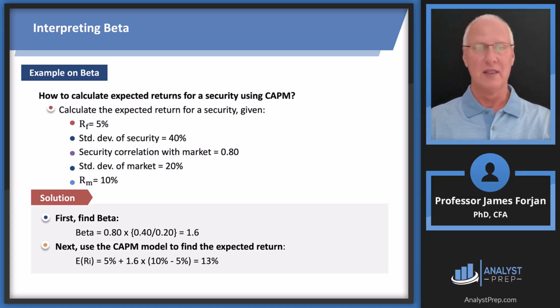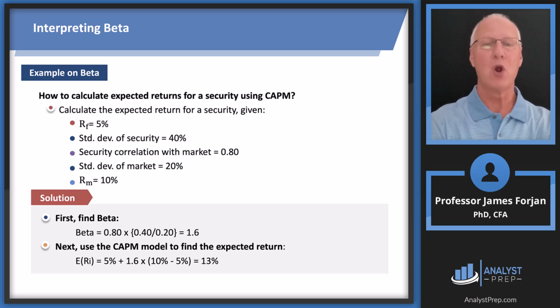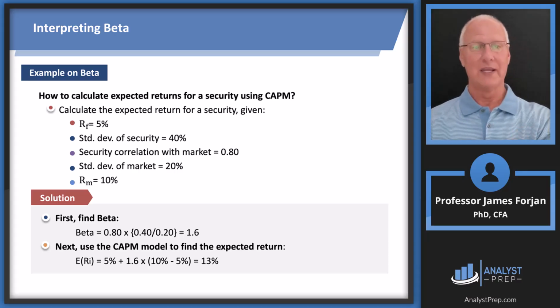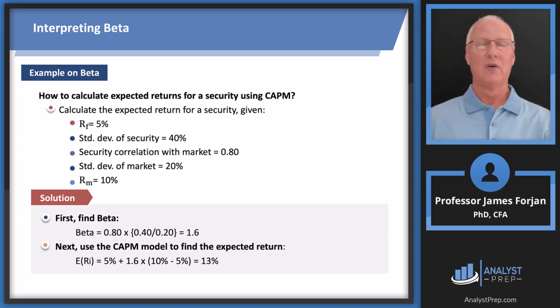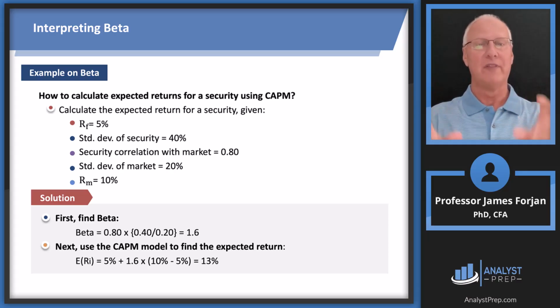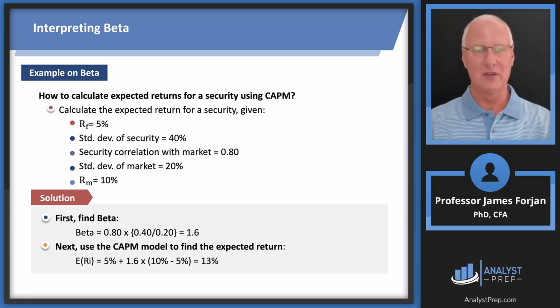So what do we say here? This security has 60% more systematic risk than the market portfolio. Let's throw that into the capital asset pricing model. 5%, right? 10 minus 5. So there you go. Here's a great problem, and GARP loves to do this. They love to ask you two problems inside of one problem. So given the question stem, the first thing you have to do is compute beta. The second thing you have to do is compute the expected return.